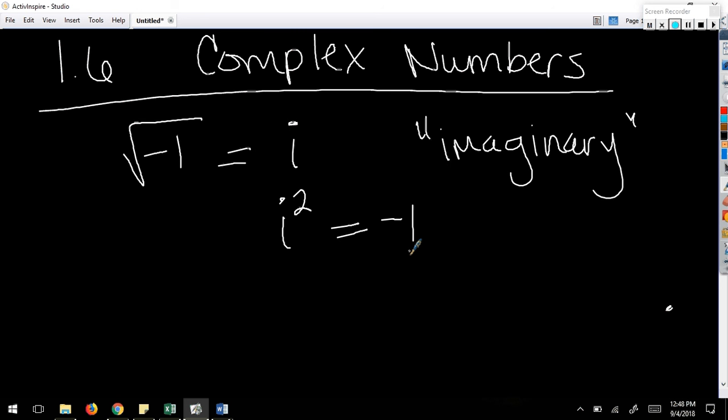Now, if you raise i to the 4th power, in other words, if you square i squared, then you'd get +1. Because -1 times -1 is +1. Then we start getting into the iterations of i. But for right now, let me just stop with i squared is -1.